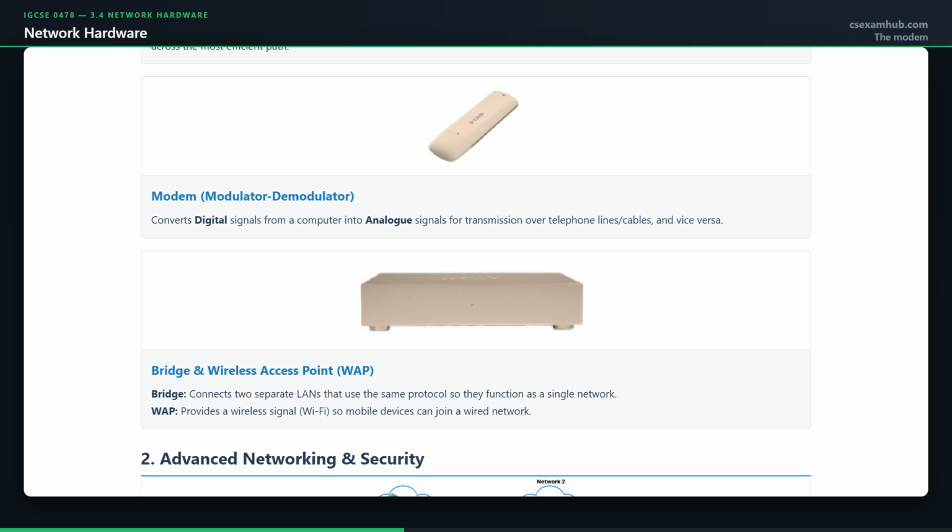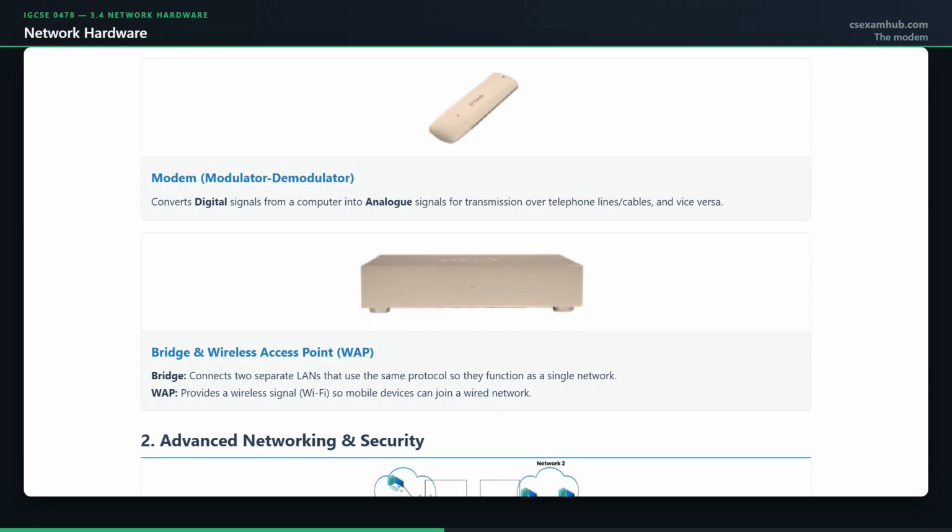Note the connection to topic 1. The reason a modem is needed at all is the analog-digital divide we met with sensors and ADCs. A computer is digital. Some transmission media carry analog signals. Something has to translate between them. Modern fiber and cable connections have changed the details, but the exam answer remains digital to analog and back.